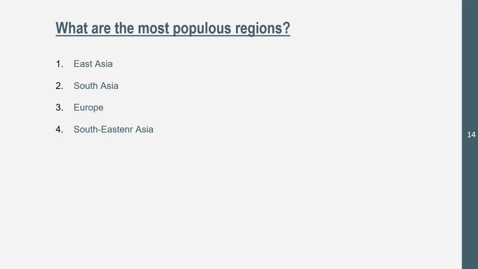3, we have Europe. There are a lot of countries in Europe. So when you add up the populations for all those countries, it's going to put you at number 3 for the most populous region in the world. And then the fourth one, which I didn't spell right, is Southeastern Asia. We have stuff like the Philippines, Indonesia, Vietnam. Those have high populations as well. They're also bigger areas too, so there's more room for a higher population.